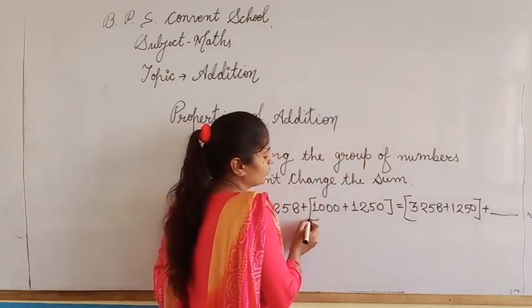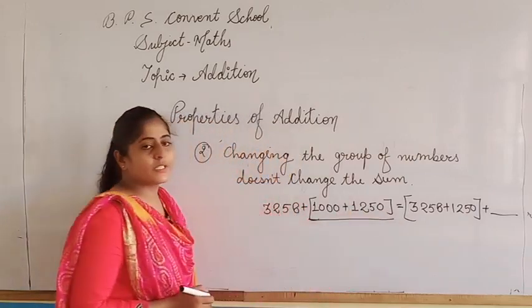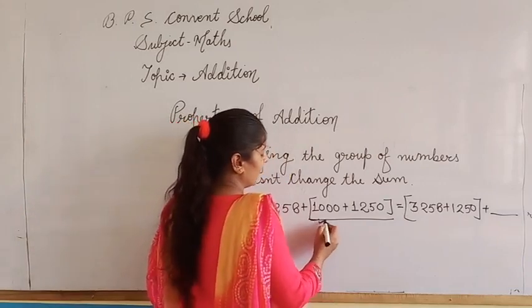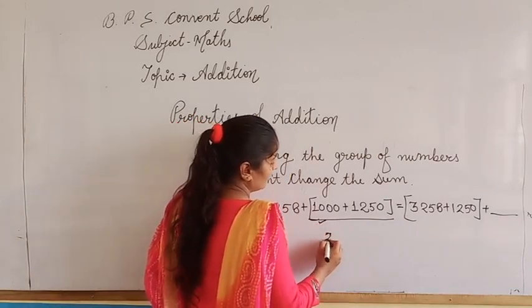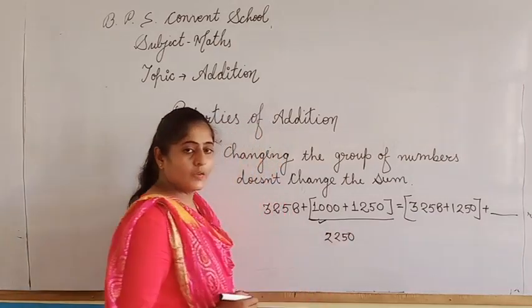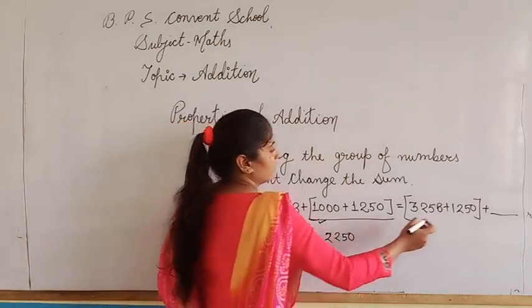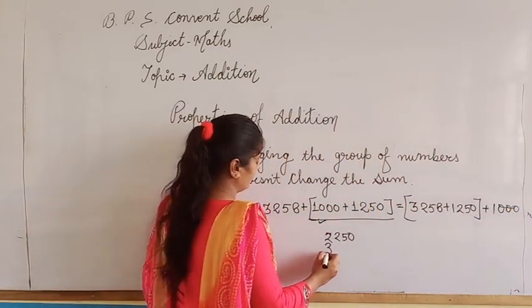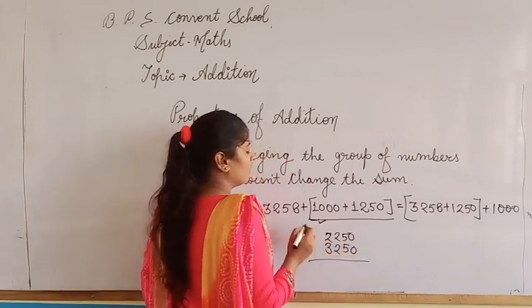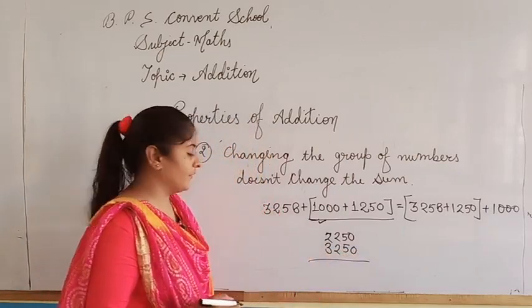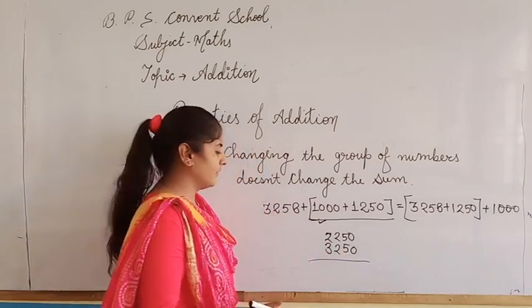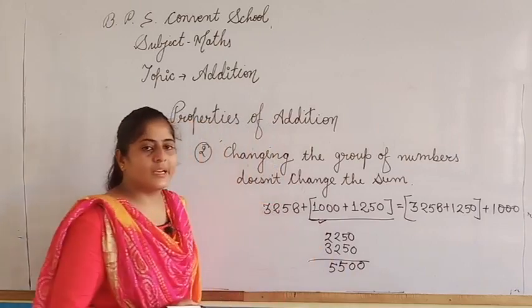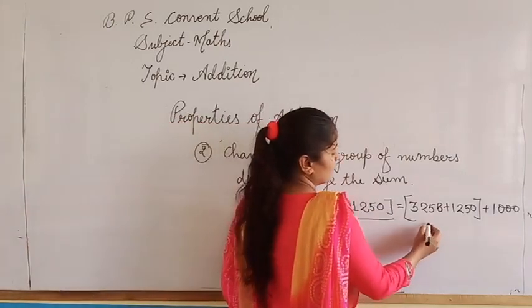This side the group is 1000 plus 1250. When we add this, we get 2250. And when we add 2250 and 3250, we get 5500. And let's solve this.